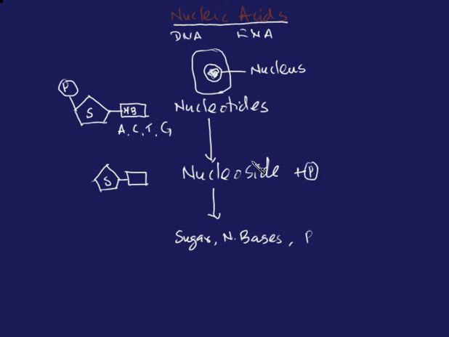We digest the nucleotides, so the DNA and RNA, using these enzymes. So what's the name of the enzyme here? Just add A's. When you put A's here, you get nucleotidase. And if it's nucleoside, we call it nucleosidase, which digests nucleosides to sugar, nitrogen base, and the phosphate, right? So this is how we digest the nucleotides and nucleosides.